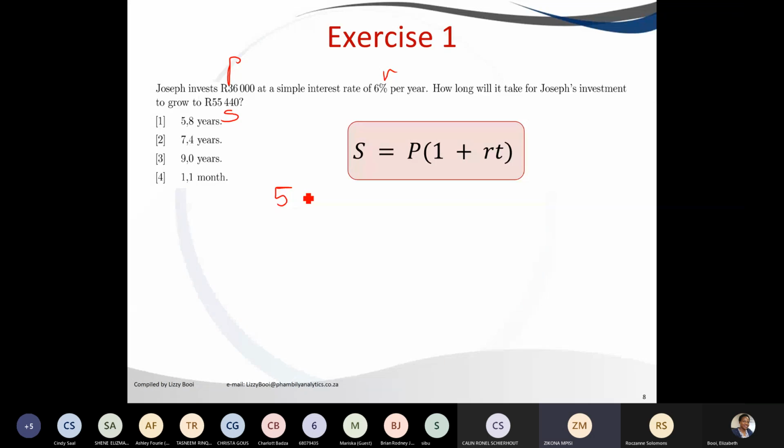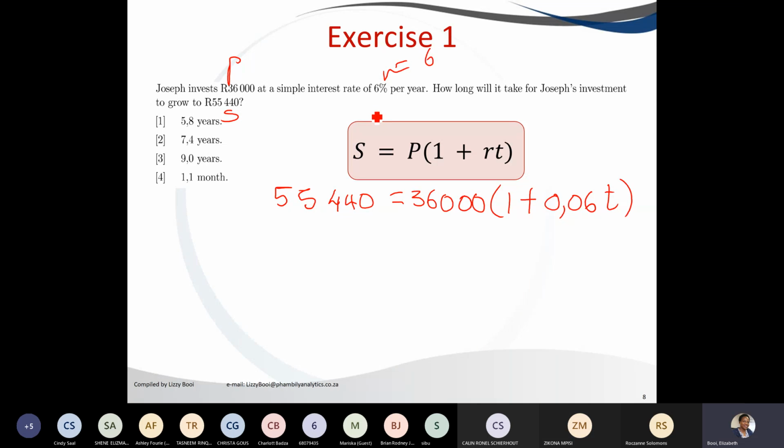So I've got 36,000 equals 36,000 bracket 1 plus 0.06 T. How did we get that? We said 6 divided by 100.